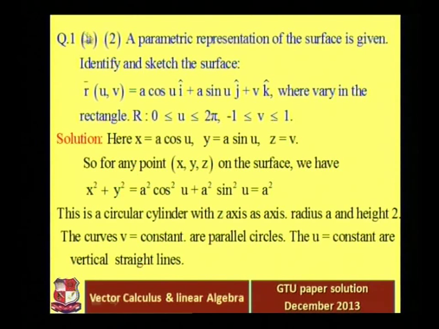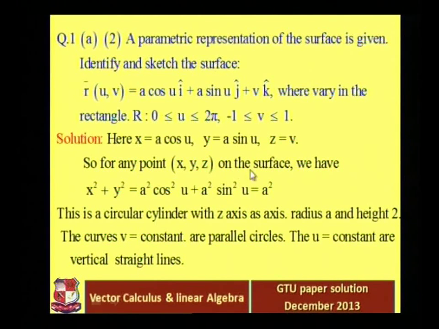Question 1a, second part. A parametric representation of the surface is given. Identify and sketch the surface. Here the equation is r(u, v) = a cos u i + a sin u j + v k, where u varies from 0 to 2π and v is from -1 to 1. So take x = a cos u, y = a sin u, and z = v.